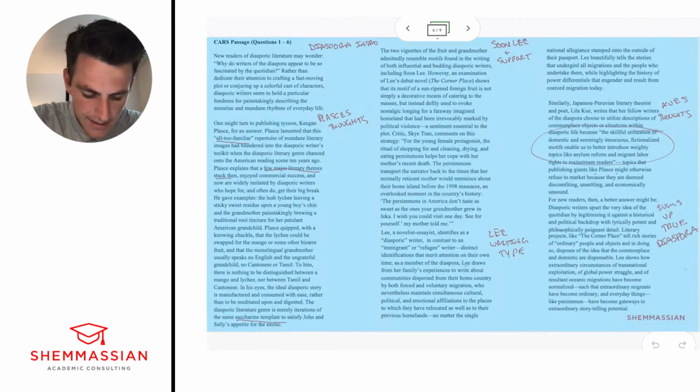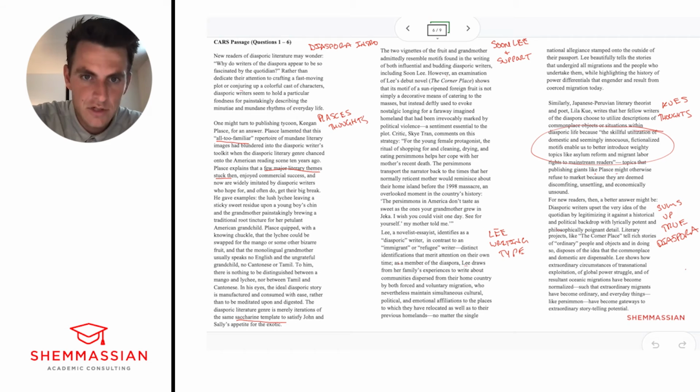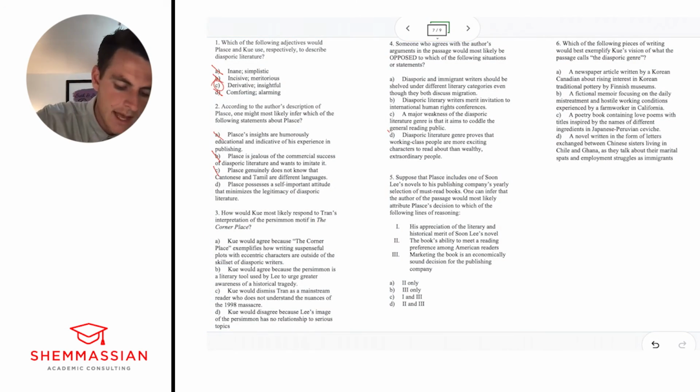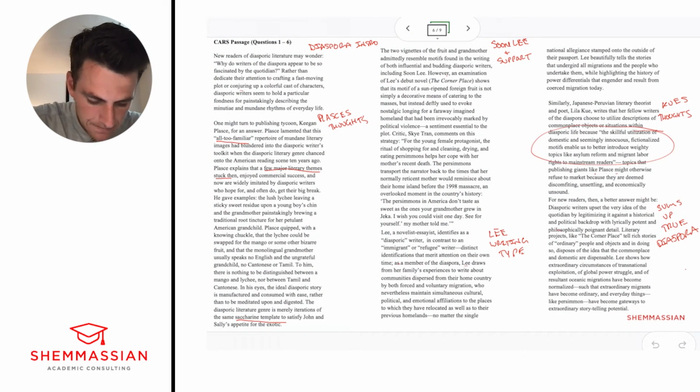When he was talking about Cantonese and Tamil, I believe he was just saying they're interchangeable as far as the exotic side of diasporic writing. So I'm not going to pick that. D, Placé possesses a self-important attitude that minimizes the legitimacy of diasporic literature. Okay, so I like D. Let's go find some evidence for it.